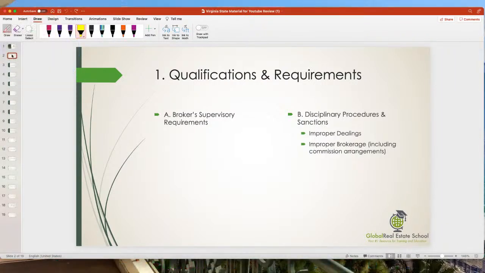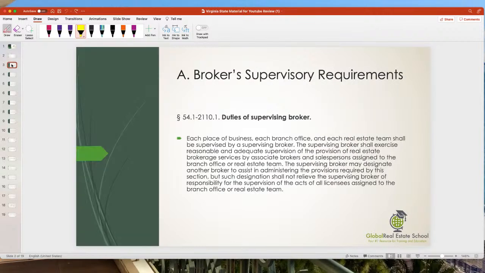So we're going right from the outline, and as you can see right here, in the first section we're covering what you need to know about brokers' supervisory requirements. We're also going to look in part B at the disciplinary procedures and sanctions and some various topics there. As we get into the broker supervisory requirements, I just want to remind you very quickly about a couple of things here.